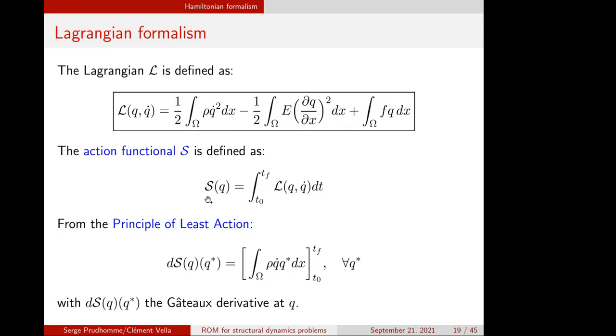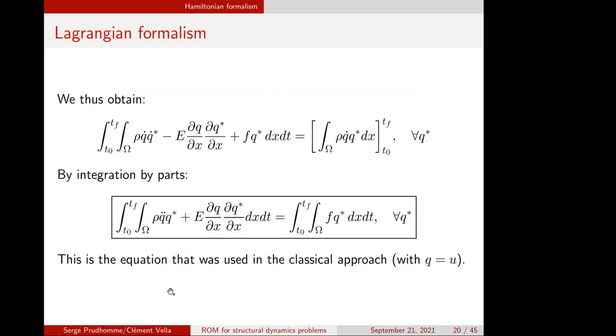We are going to have the action S. We can use the principle of least action. And this is essentially what we are going to obtain. This is the equation that we have. And when we do an integration by parts, to have Q double dot, we can cancel those terms. So essentially, this equation is the one we were using in the classical approach. In some sense, I'm showing that Lagrange is equivalent to Newton.